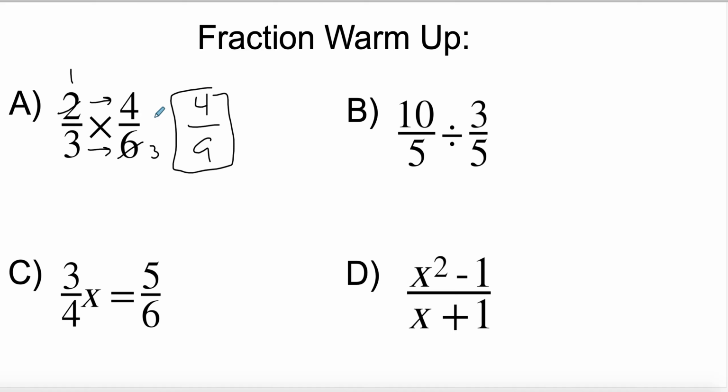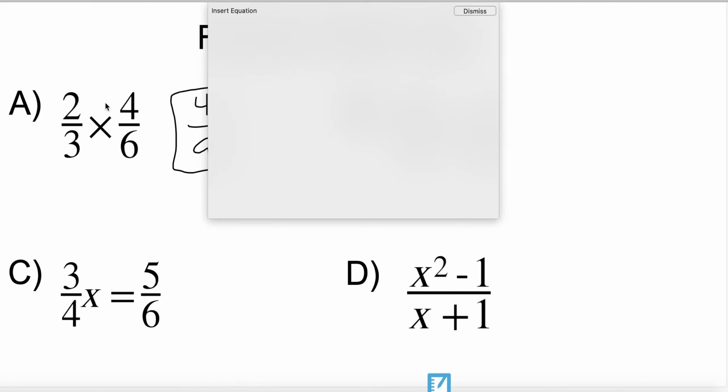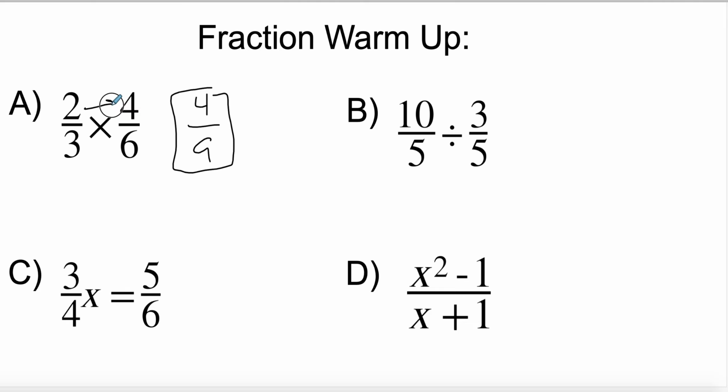Okay, for people that don't like cross canceling, another option would be to just multiply straight across right away. So if we multiply straight across, we'll have 8 over 18, and then you're still going to have to simplify this out by taking out that common term. So then you would divide both of these by 2 to simplify it, and we would end up getting the same answer.